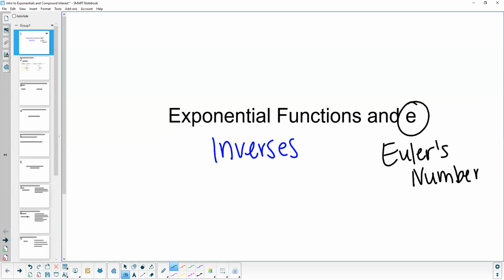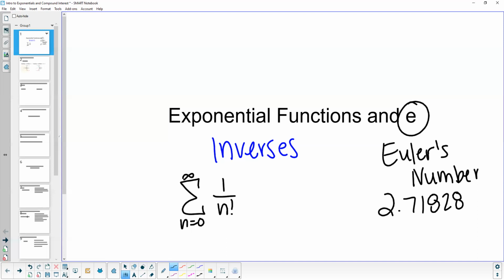Now, approximately Euler's number equals 2.71828, and it has a lot of interesting applications. It actually comes from doing the summation of 1 over n factorial from 0 to infinity. So it is kind of a mathy, cute thing there.